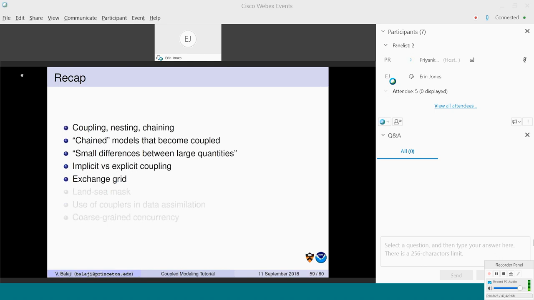Exchange grid? Somebody had a question. I'm sorry, you missed it. The land-sea mask is a very tricky issue because of the discretization. If you have two different grids and discretize the land-sea mask differently, there are a lot of problems. So there's a lot of that aspect.